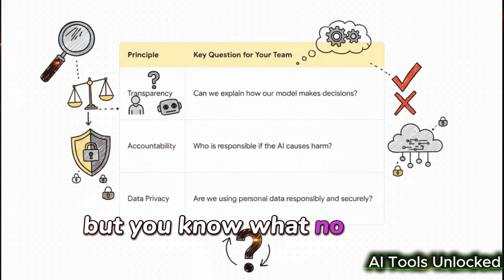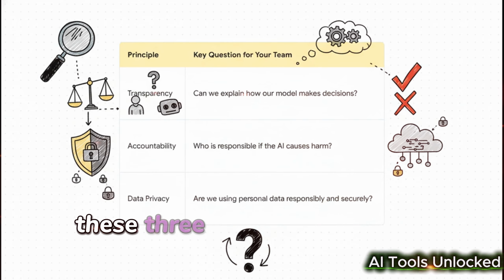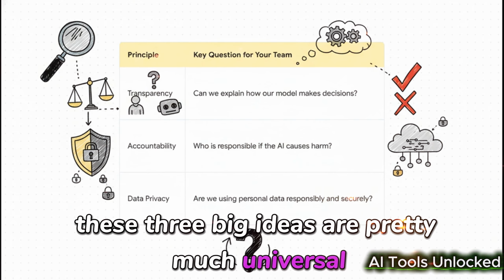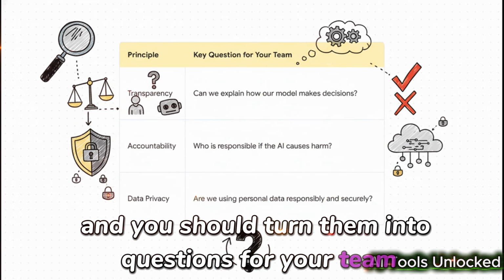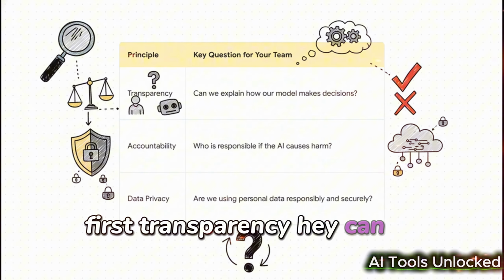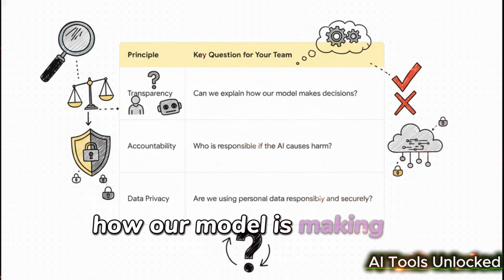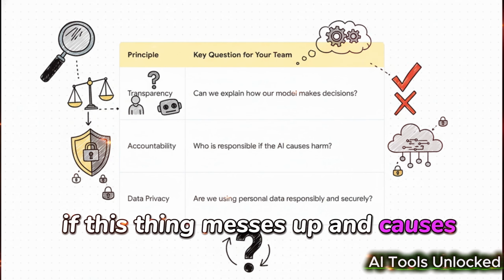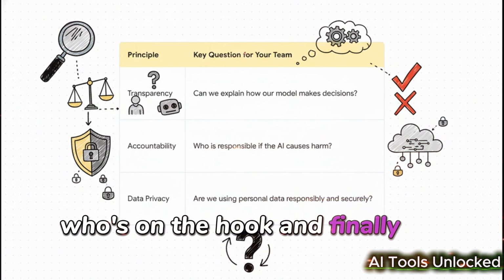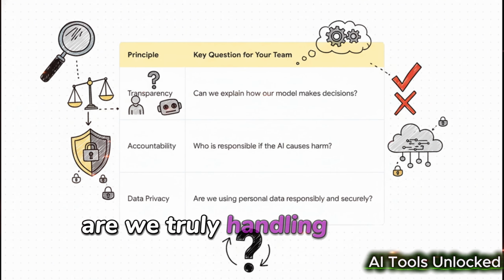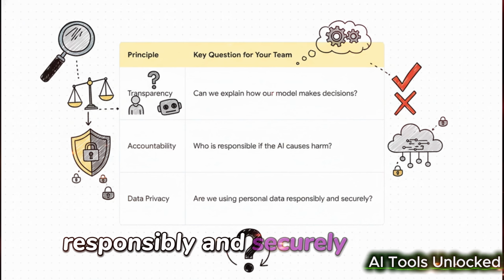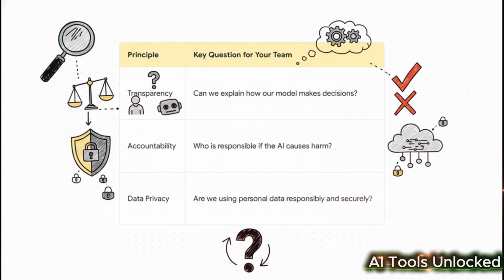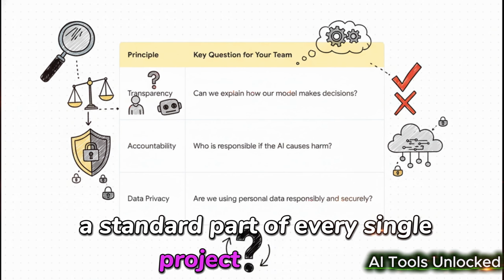But you know what? No matter what the specific laws are, these 3 big ideas are pretty much universal, and you should turn them into questions for your team. First, transparency. Hey, can we actually explain how our model is making its decisions? Then, accountability. If this thing messes up and causes harm, who's on the hook? And finally, data privacy. Are we truly handling people's data responsibly and securely? Seriously, make these questions a standard part of every single project kickoff.